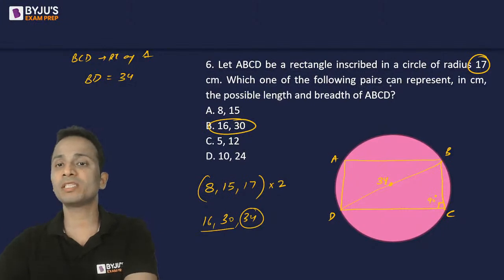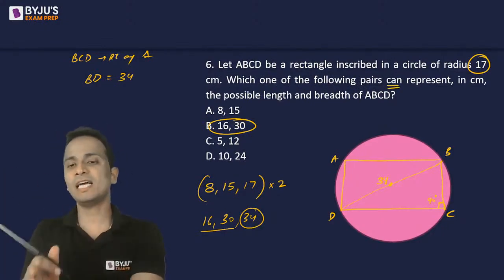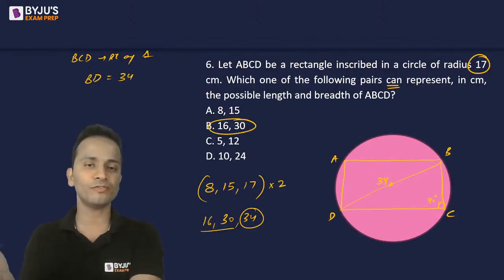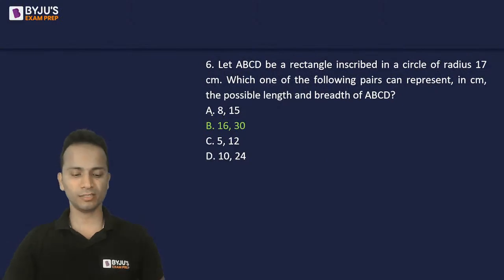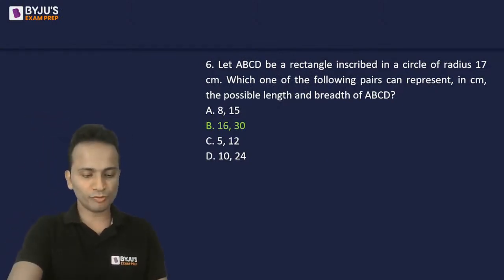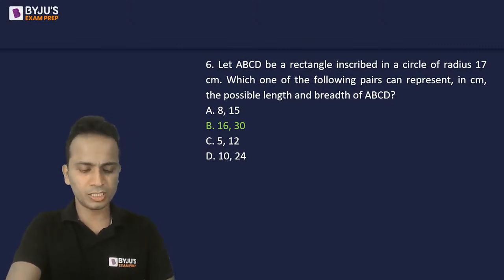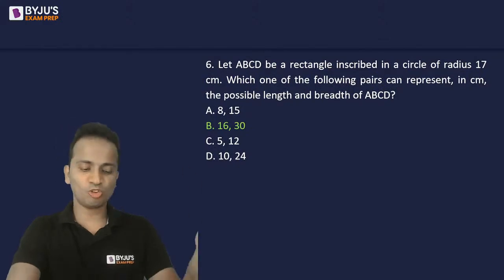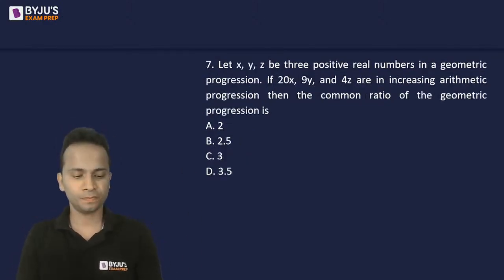This is one of the possibilities. 16 and 30 can be the values of the other two sides. So option B should be the correct answer for this question. All right. Most of you have given a correct answer. Lucky, I hope you have understood what mistake has been committed. Archak, you have already understood the mistake. Let's move on and look at the next question.